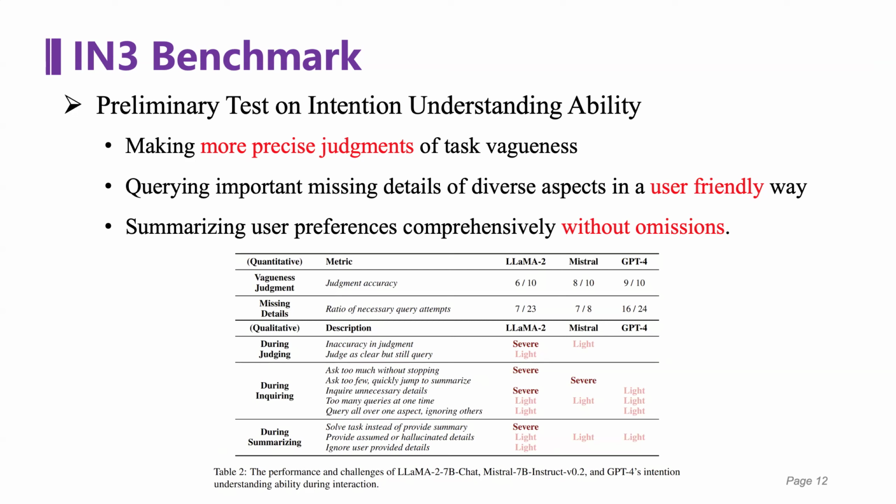We tested two abilities quantitatively. One is whether they can judge that a task is vague or not. The other is what the missing details are; we ask the model to identify the missing details in these tasks. On the right is the model's performance, and you can see it is not really good, especially for the open source models. GPT-4 can get 9 out of 10 correct, but an open source model like Llama 2 at that time only gets 6 or 7.